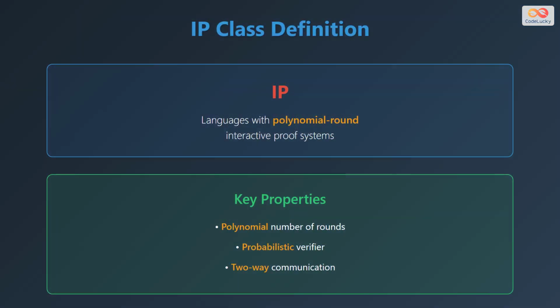The complexity class IP encompasses languages that possess polynomial round interactive proof systems. These systems involve a polynomial number of rounds of interaction, a probabilistic verifier that uses randomness, and two-way communication between the prover and the verifier.